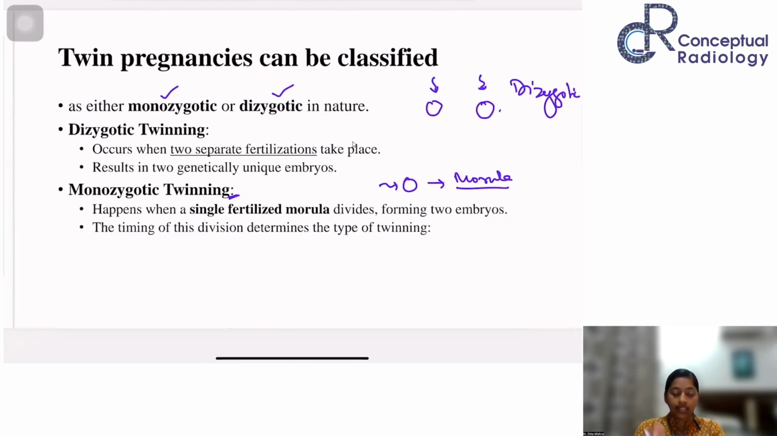So twin pregnancies can be monozygotic and dizygotic. Monozygotic occurs when a single fertilized morula is going to split to form two embryos. And dizygotic is the event where two separate fertilizations are happening.